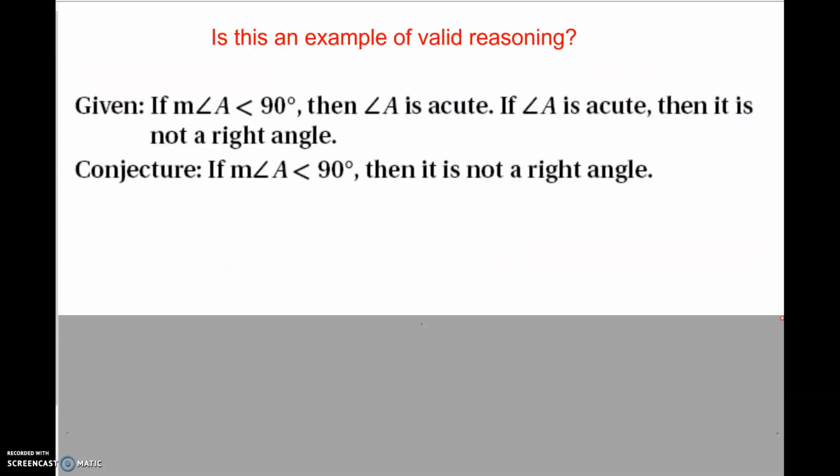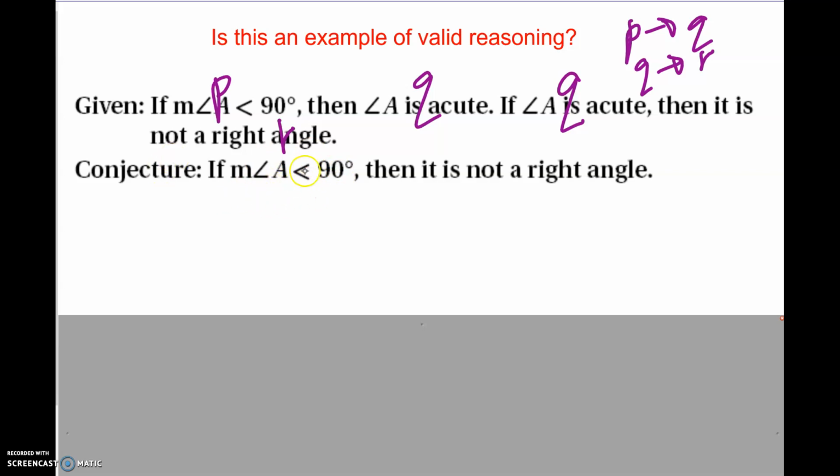All right, so is this one a valid reason? So let's see, does it follow? P implies Q, Q implies R. So let's see, measure of angle A, so that's P. Then A is acute, that's new, Q. If angle A is acute, that's the same thing that we just had, so now we have Q. Then it is not a right angle. Well, that is totally new. That is R. So P implies Q, acute. Acute is new. Then it implies that it is not a right angle. So now, is the conjecture, does it make sense? The measure of angle A is not a right angle.